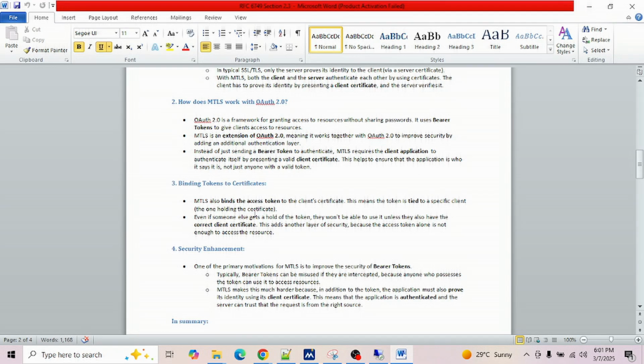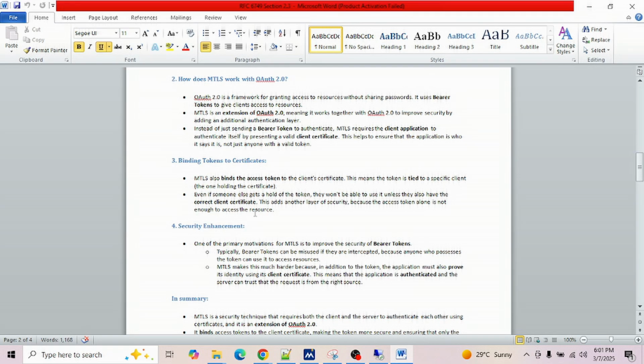And what is that layer? Instead of just sending a bearer token to authenticate, MTLS requires the client application to authenticate itself by presenting a valid client certificate. This helps to ensure that the application is who it says it is, not just anyone with a valid token. So the client also has to authenticate itself by presenting a valid client certificate, right? It's not that anyone with a valid token can come and just perform that action.